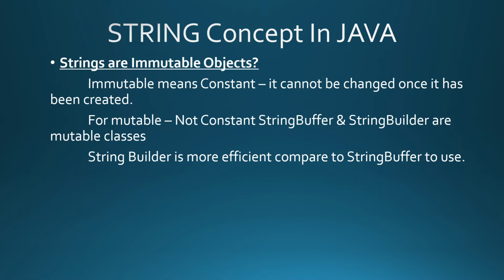Mutable means quite the opposite of the immutable term. Here mutable means it is not a constant. To handle this kind of scenario, we need to use two classes. The first one is StringBuffer and the second one is StringBuilder. These two are mutable classes, where the string is not constant, and we can change it anytime. That is what mutable objects are about.